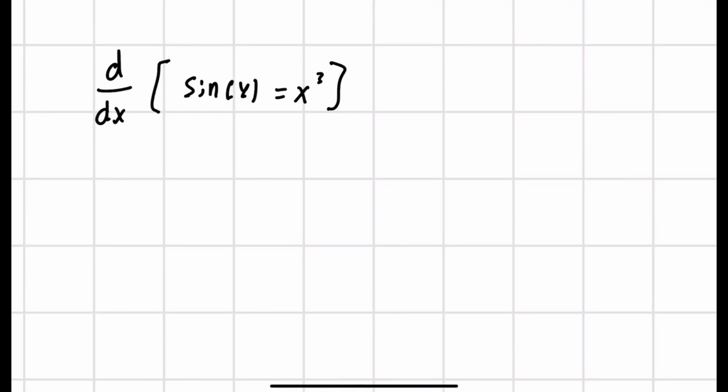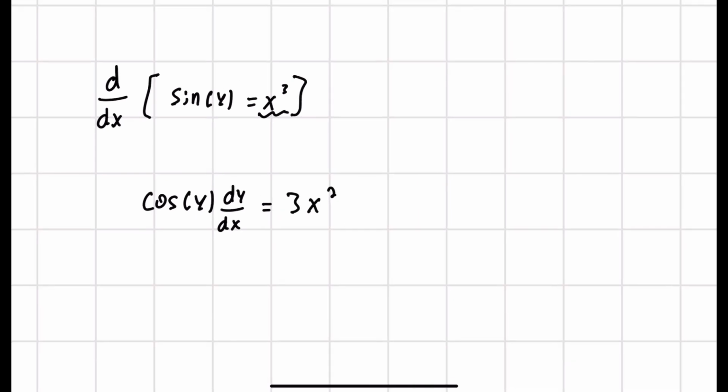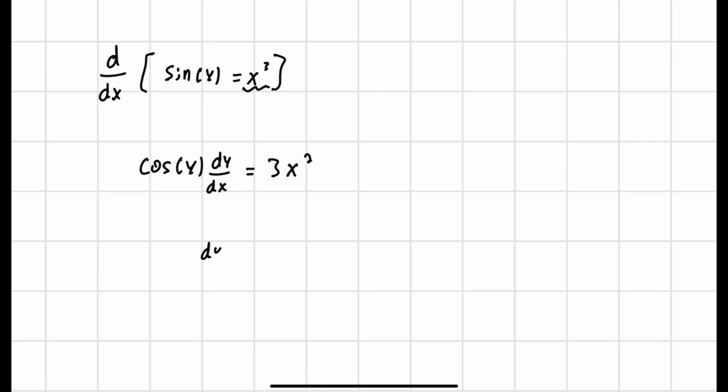In our next example, we have sine y equals x cubed. The derivative of sine y is simply cosine y times dy over dx, and the derivative of x cubed is equal to 3x squared. And now let's isolate for dy over dx. So that gives us 3x squared over cosine y. And this is our final answer.